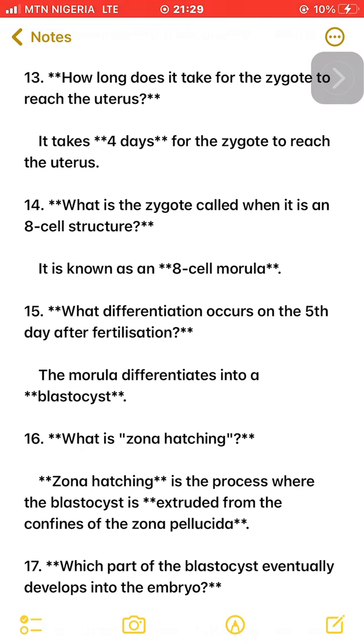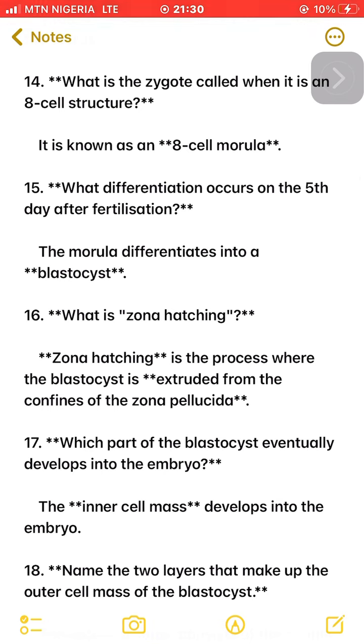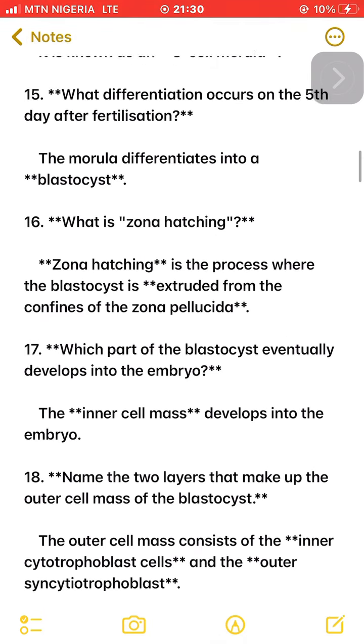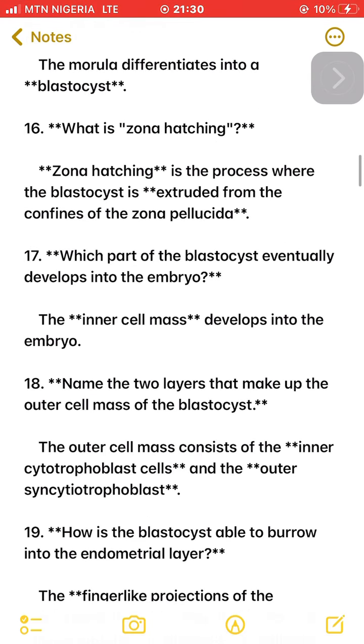15. What differentiation occurs on the 5th day after fertilization? The morula differentiates into a blastocyst. 16. What is zona hatching? Zona hatching is the process where the blastocyst is extruded from the confines of the zona pellucida. 17. Which part of the blastocyst eventually develops into the embryo? The inner cell mass develops into the embryo.